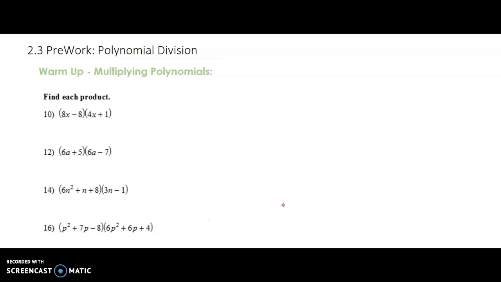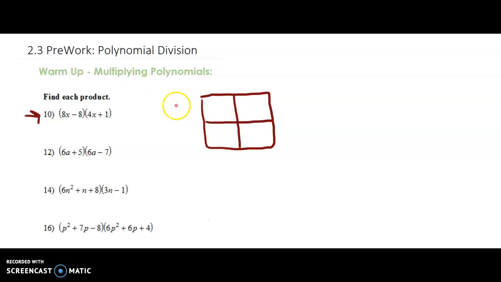And so as a warm-up, we're going to focus first on multiplying polynomials because that's something I feel confident that we know how to do. And so if I'm looking at number 10, we are multiplying these two binomials together. If I use my area model to help organize my work, I'm going to put one of my factors, we'll do 8x minus 8, along one side of my area model, and then I'll put my other factor, 4x plus 1, on the other side of my area model.